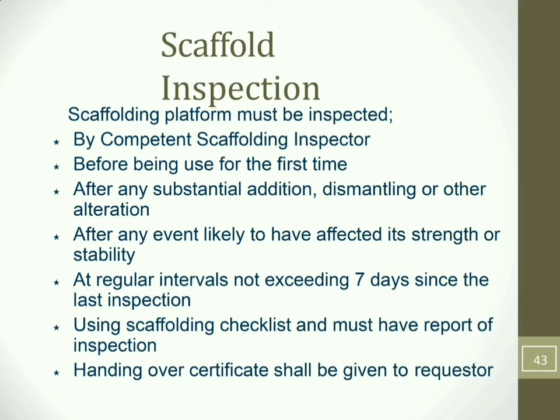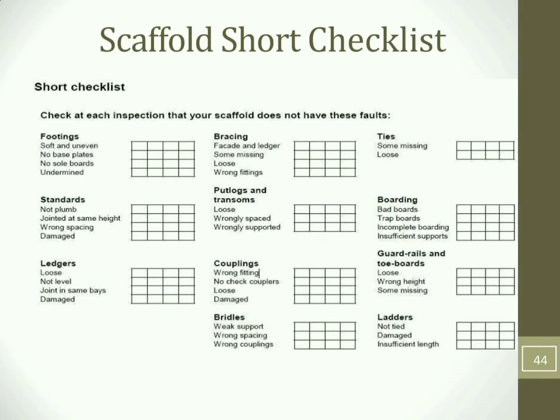And the scaffold chart, a short checklist with main points: footings, standards, ledgers, bracing, putlogs and transoms, couplings, bridles, ties, boarding, guardrails and toe boards, ladders. Generally, we need to check these 11 points. And the main thing, the footing, is very important, not only the footing, each and every point, and the main points and sub key points are also mentioned. We need to ensure all the other points also.